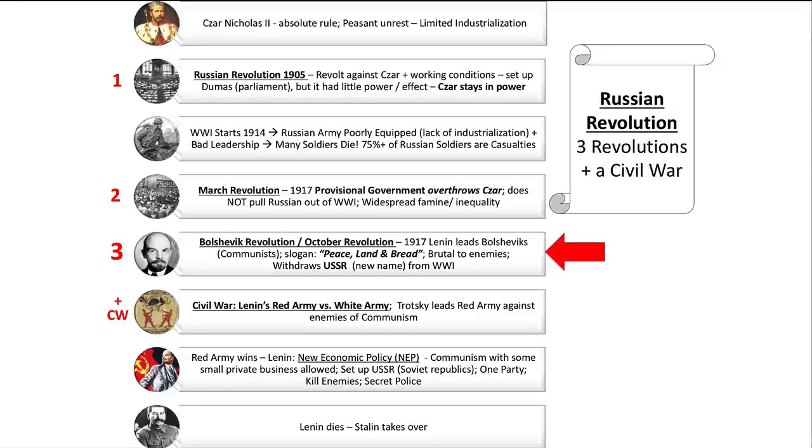All right, and the second revolution that Russia experiences is sometimes called the March Revolution. Sometimes it can also be called the February Revolution, but let's call it the March Revolution. This is where the provisional government overthrows the Tsar. So in this one, the Tsar loses power and a new government steps in.